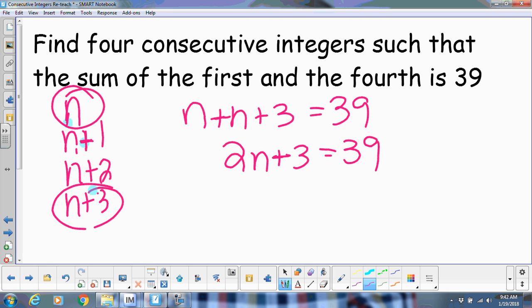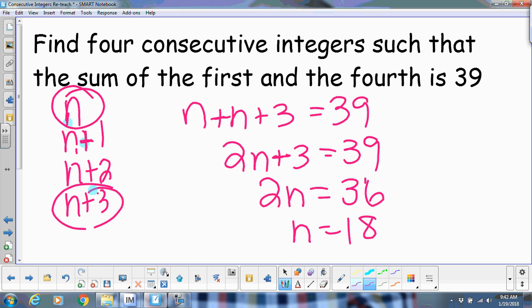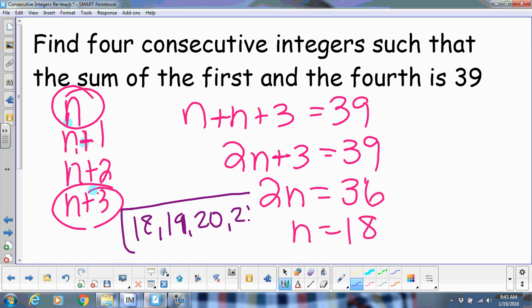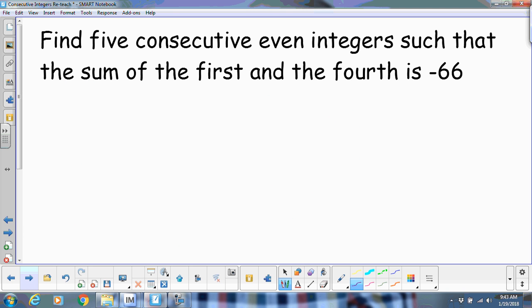All right, so when we solve this out, it's going to be 2n is equal to 36, so n is equal to 18. So 18 is the first, followed by 19, 20, and 21. All right, so I'm going to skip this next one and let you work on that one in a minute.